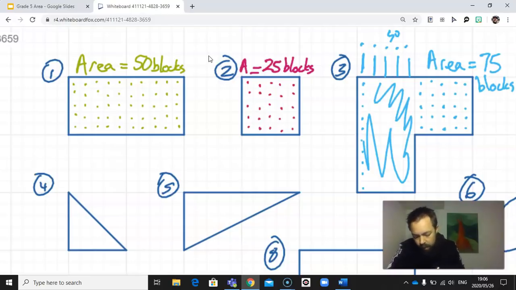Okay, looking at the next one, we have again got in number 4, we've got some whole ones and some half ones. 1, 2, 3, 4, 5, 6, 7, 8, 9, 10. These two together make 11, then 12, 12 and a half. So A is equal to 12 and a half blocks.